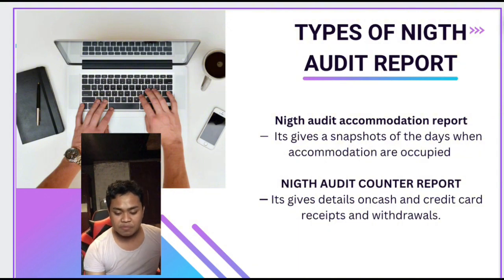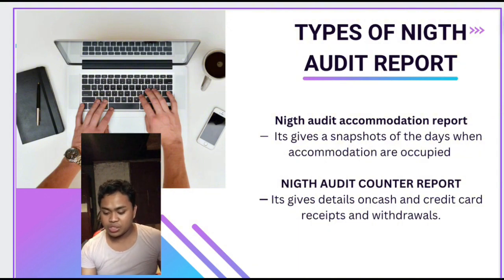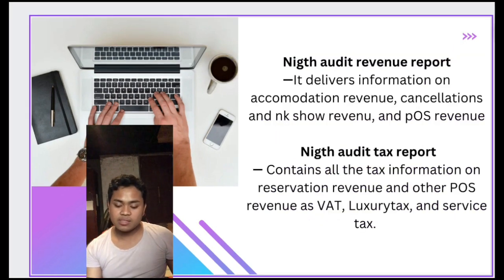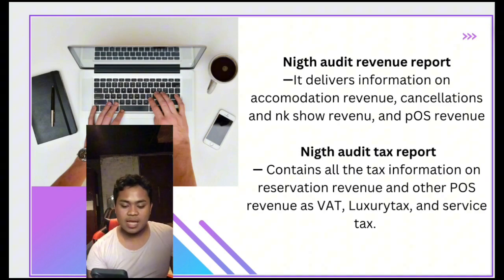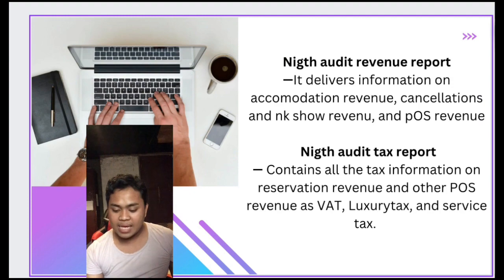One is the night audit accommodations report. It gives a snapshot of the days when accommodations are occupied. The second is the night audit counter report. It gives details on cash and credit card receipts and withdrawals. Third is the night audit revenue report. It delivers information on accommodations revenue, cancellations, no-show revenue and post revenue.